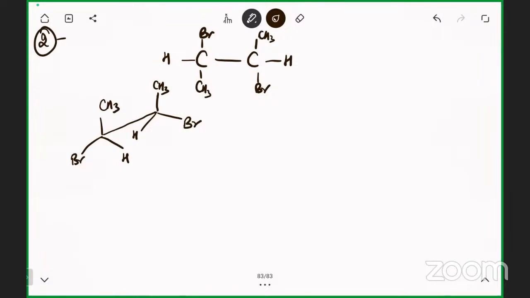Now this is the Sawhorse eclipse form. According to this, just make the Newman projection as well as the staggered form of the Sawhorse. Sir, in the Sawhorse form you have written Br opposite to hydrogen. Then how will it be eclipsed? Okay, wait. Br here and H here. Yeah, now it's eclipsed. Good.